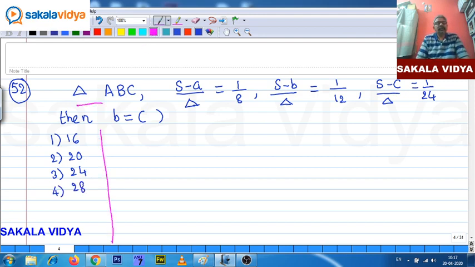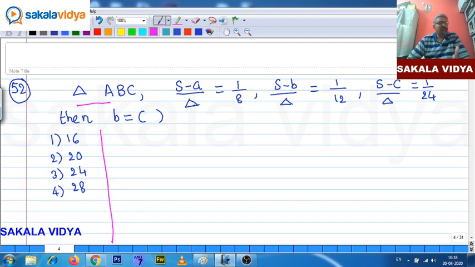So in triangle ABC, S minus A by delta is equal to 1 by 8. S minus B by delta equals 1 by 12. S minus C by delta is equal to 1 by 24. Then we need to find out B. Understood now? Generally one may get the confusion that as S minus A by delta, S minus B by delta, S minus C by delta are given, how shall you find out the B value?